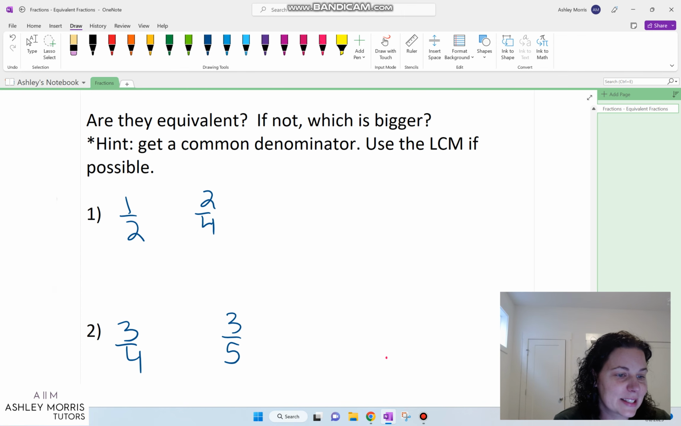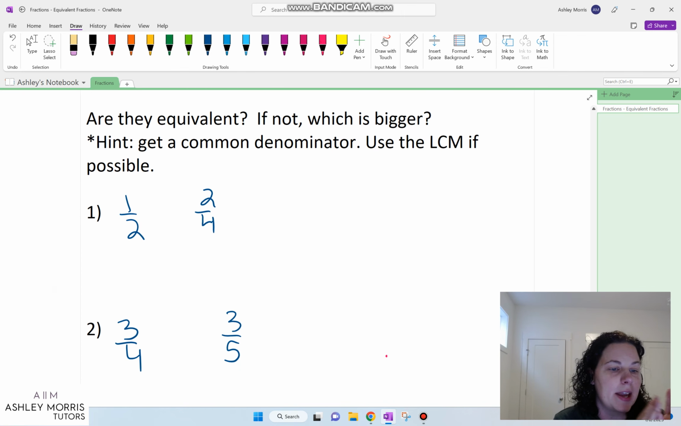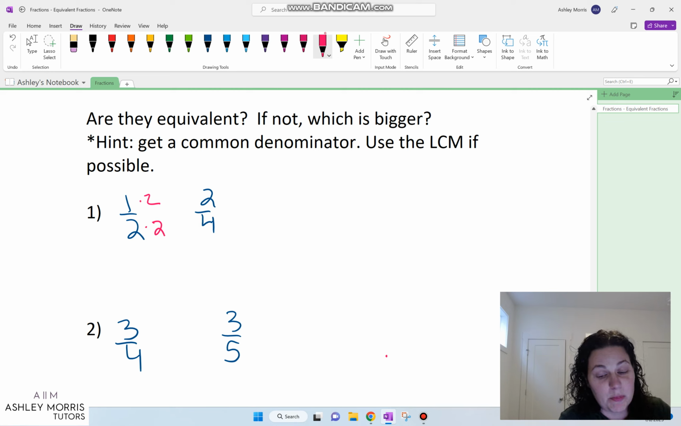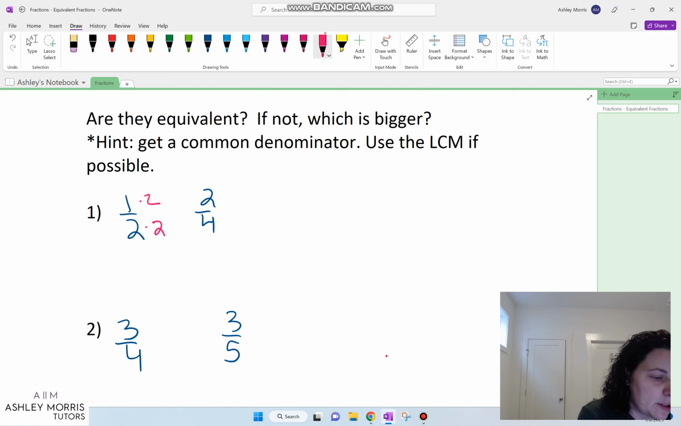All right, now last little thing we're gonna do. Are they equivalent? If not, tell me which one's bigger. So with this, we want to get a common denominator. So 2 times 2 is 4. That's the easiest way. If one of them can automatically go to the other one by multiplying, oh, so easy. So that gives me 2 over 4. Yes.